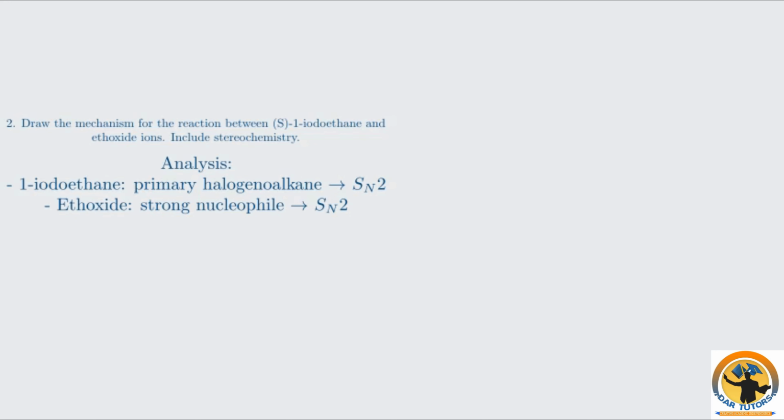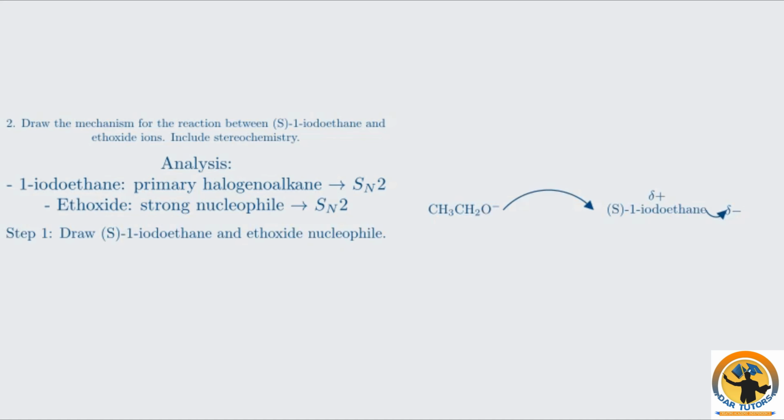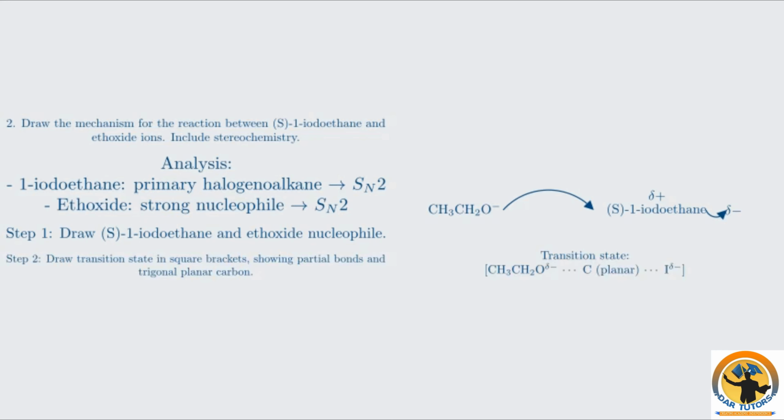The reaction is a single-step concerted process. The ethoxide will attack the carbon bearing the iodine from the backside. The mechanism should show curved arrows, one from a lone pair on the oxygen of ethoxide to the carbon, and another from the carbon-iodine bond to the iodine, showing the leaving group departing. A transition state should be included in square brackets, showing the partial bonds forming and breaking. The carbon is in a trigonal planar-like geometry.